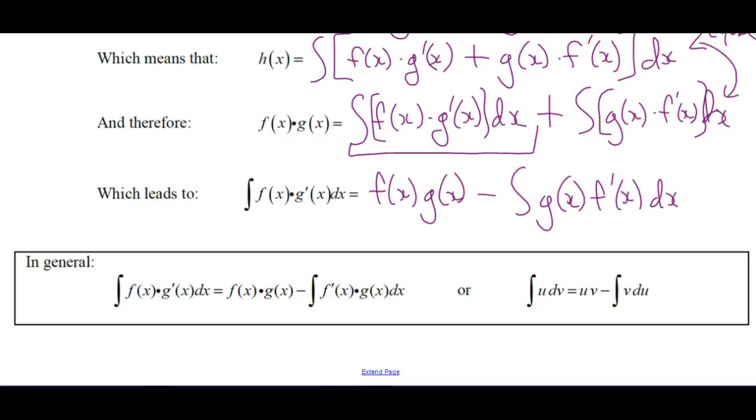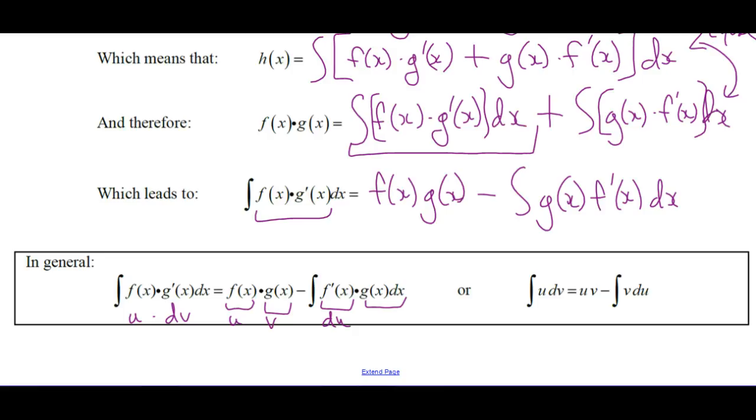And so that's how we're going to take the integral of a product, if it's expressed in this form. Find the integral of a product. Now, we could do this using u and v notation. So f of x, that could be the function u. Then g prime of x is dv. F of x is u. G of x is v. F prime of x is du.